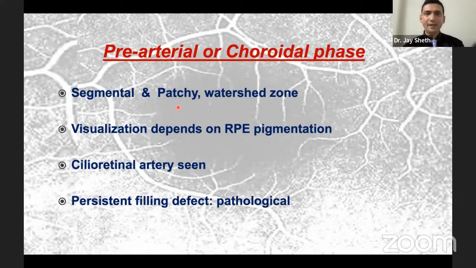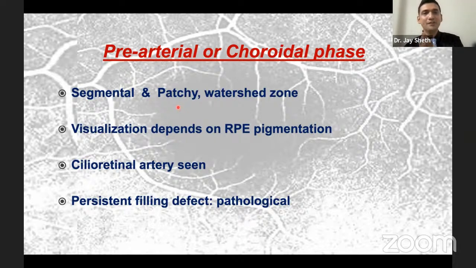Coming to the pre-arterial or the choroidal phase. In this phase, there is filling of the dye into the choroidal circulation. That is the very primary thing. If we know the anatomy of the choroid, the choroid has multiple lobules. Some lobules may get filled early and some lobules may get filled late. When we talk about early and late, it is just a matter of a fraction of a second.